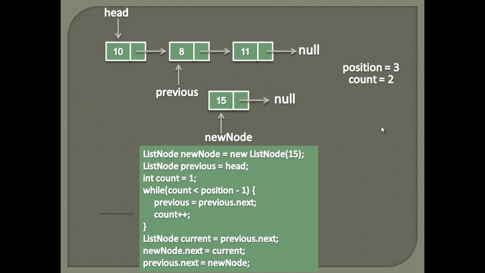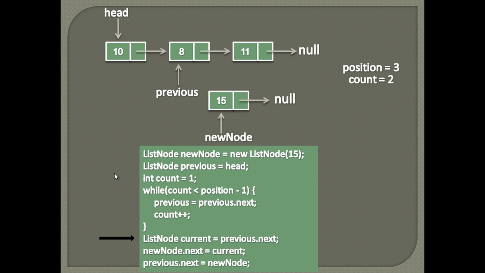Again while condition is checked. This time value of count is 2, and 2 is not less than 2. Therefore while loop condition fails, and loop terminates. This signifies that, previous node has reached where we can now add new node.